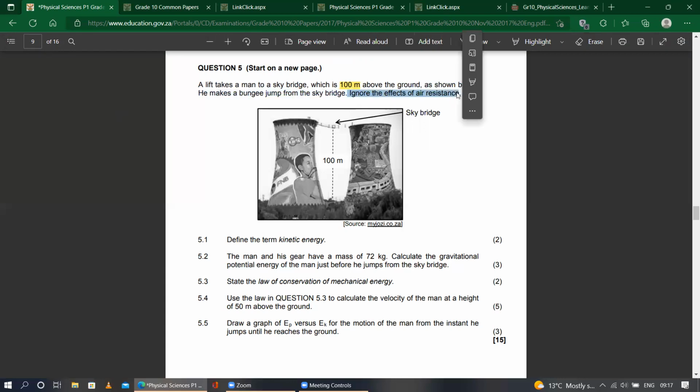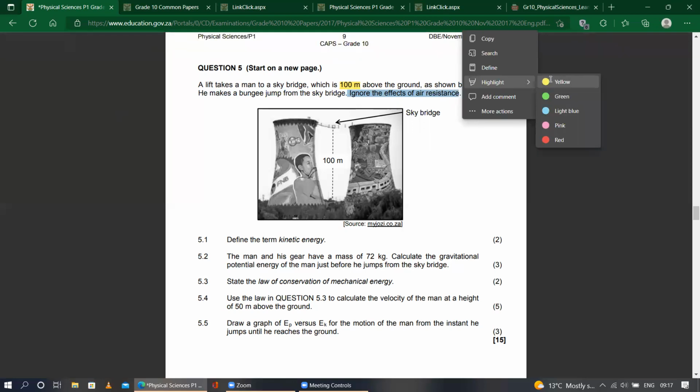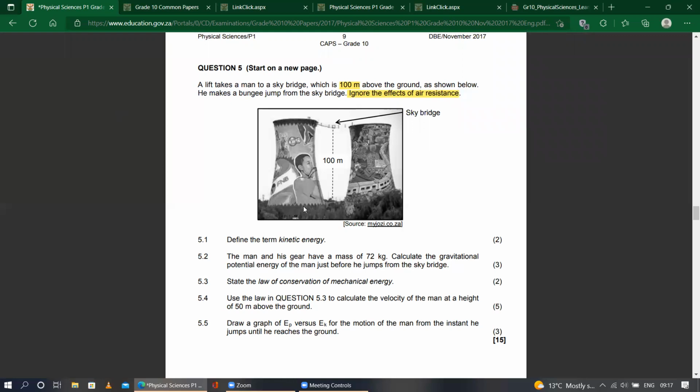They also say ignore air resistance. They say the man and his gear have a mass of 72 kilograms. Calculate the gravitational potential energy of the man just before he jumps off the sky bridge. So, do you know the formula for gravitational potential energy? Yeah, EP is equal to mgh. So with that being said, can you give me the answer?